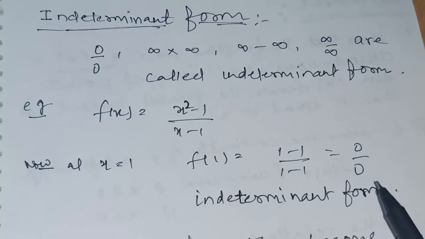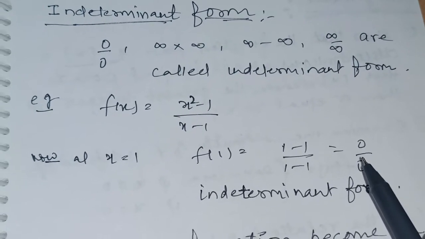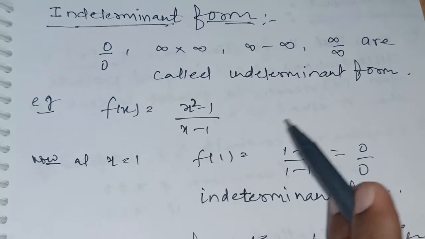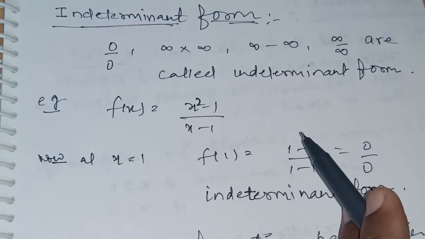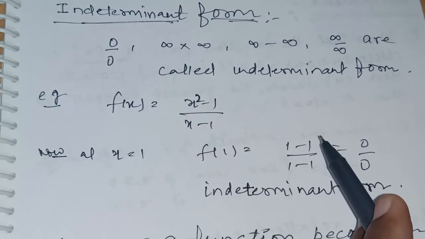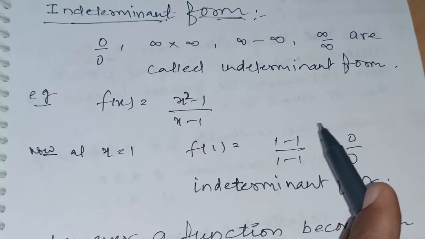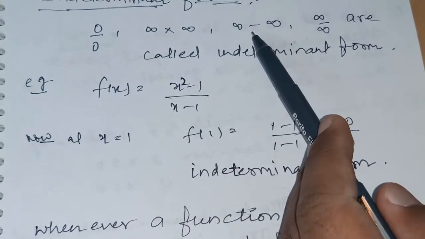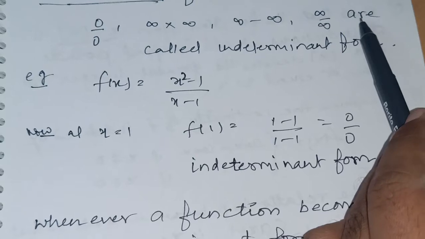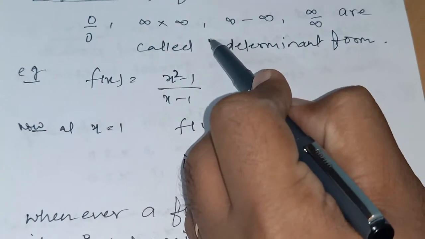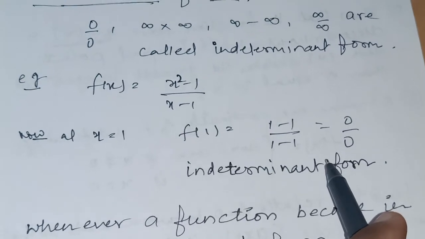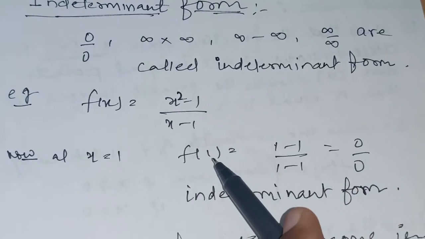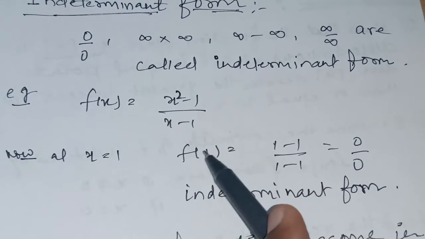Okay, now one more topic, that is called indeterminate form. We have already studied in class 11 about the indeterminate form. Sometimes the function becomes infinity, we can say it's not defined. But whenever the function is in these forms: 0 by 0, infinity multiplied by infinity, infinity minus infinity, infinity over infinity, these are called indeterminate forms. And in an indeterminate form, we can't say whether the function is continuous or discontinuous. We have to simplify the question first, then we will decide whether the function is continuous or discontinuous.